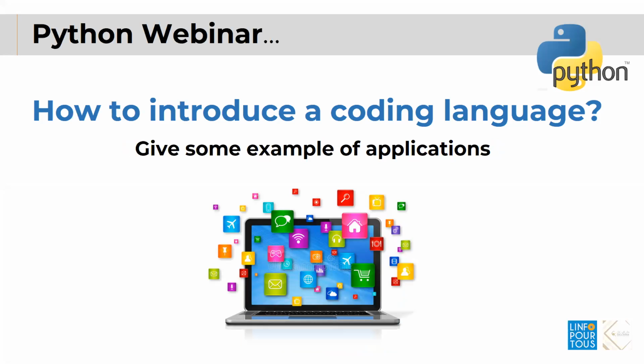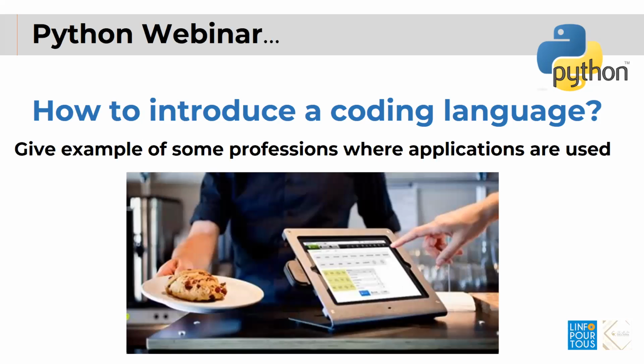And here they can give many applications like games, WhatsApp, Facebook, the software used at schools, in a restaurant, at a factory, in a pharmacy. So there is no limitation on the examples that students can give for computer applications. And after that, you will ask them to give a few examples of some professions where applications are used. And why not help them by putting a specific picture of, let's say, a restaurant, a pharmacy, a factory, the airport, and so on.